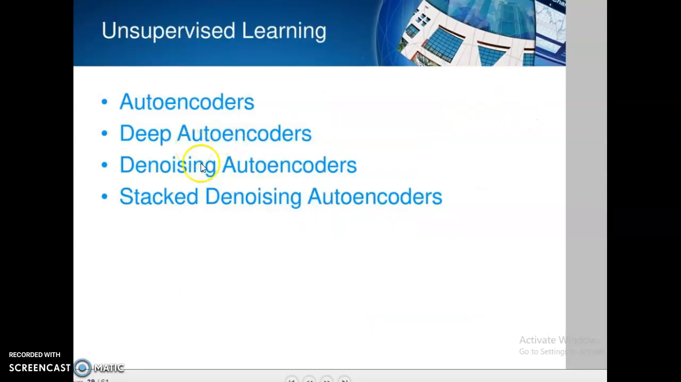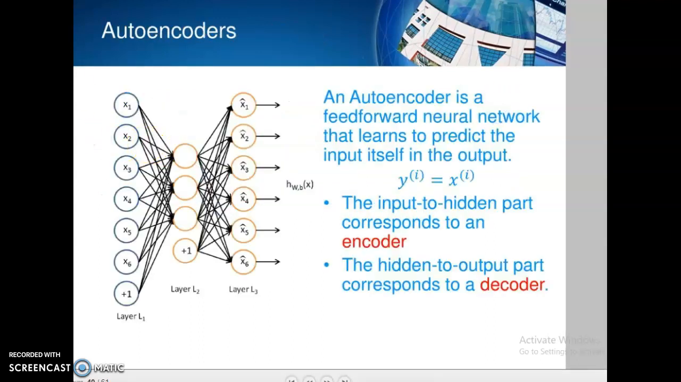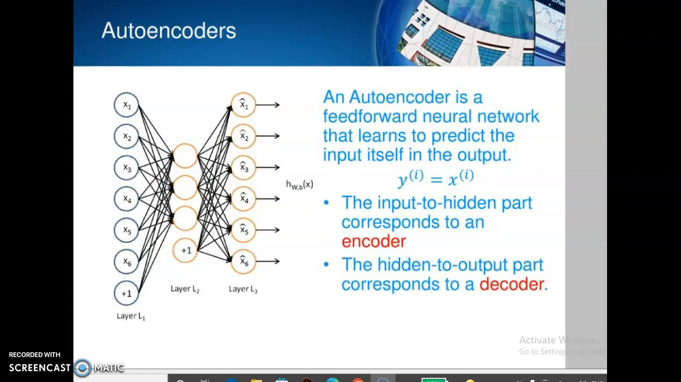Unsupervised learning. Autoencoders, deep autoencoders, denoising autoencoders, stacked denoising autoencoders. Autoencoders. An autoencoder is a feed-forward neural network that learns to predict the input itself in the output.